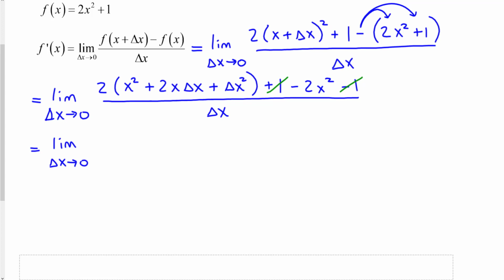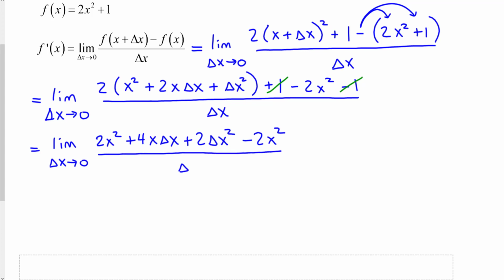Distributing the 2 would give me 2x squared plus 4x delta x plus 2 delta x squared. And then I still have this minus 2x squared hanging out, all over delta x. And this is nice because here's a negative 2x squared and a positive 2x squared. Those will cancel. If you get a lot of things canceling in this process, you're on the right track, because that's generally what needs to happen before the limit can be done.